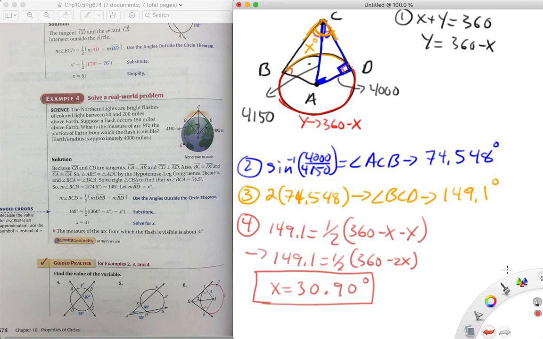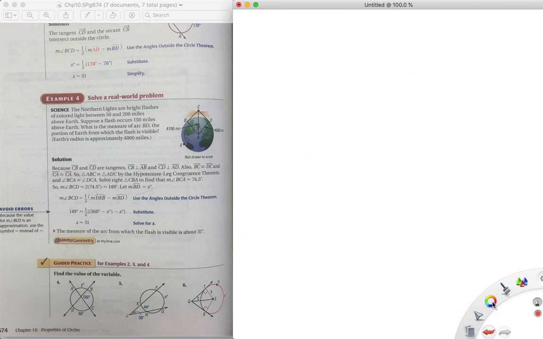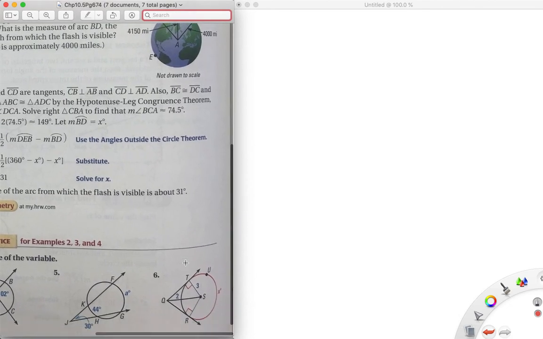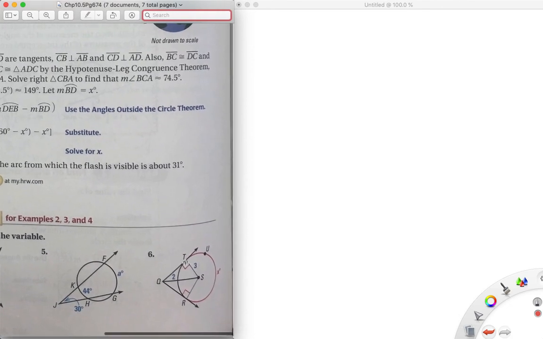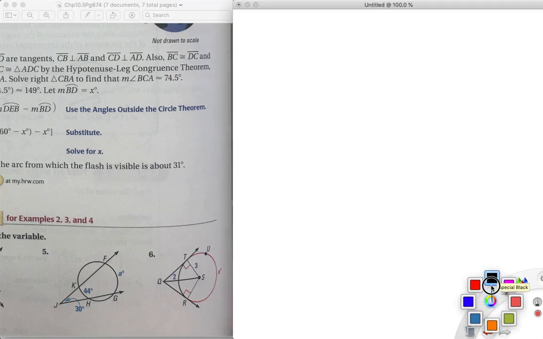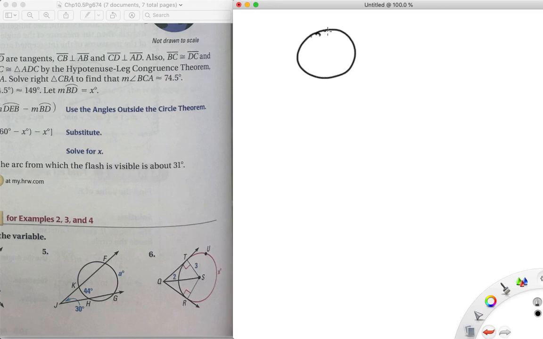Knowing how to do that, we can now set up 6. 6 is the same exact problem. The only difference is we're looking for a different arc. The arc is on the outside, not on the inside. But the situation is exactly the same. So in this case, we have our circle. We have our line that's tangent to both. So this only works when it is two tangent lines.